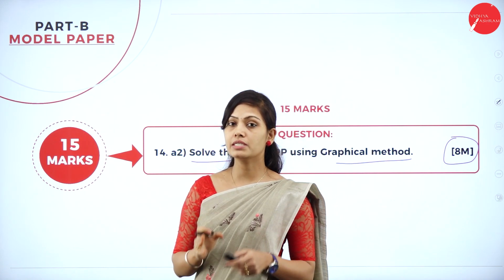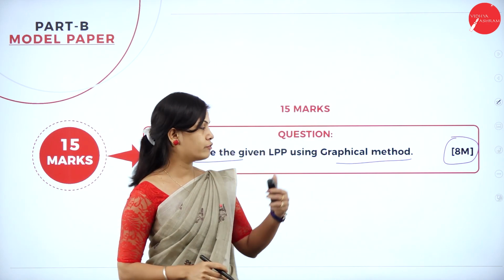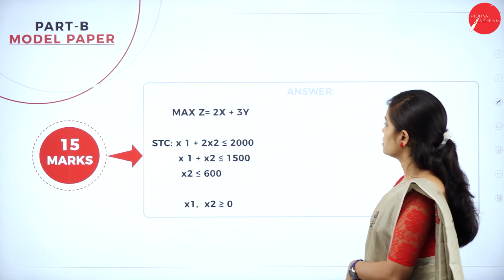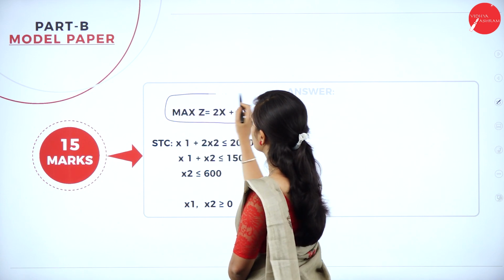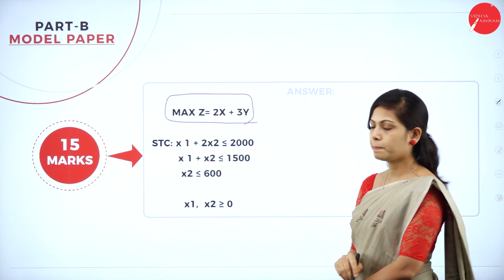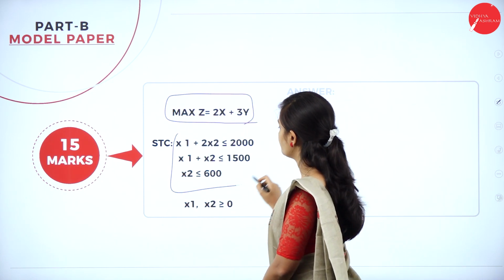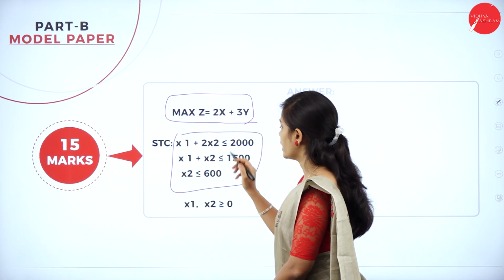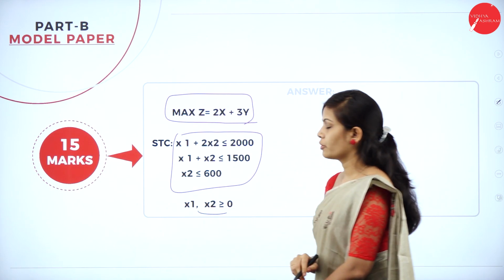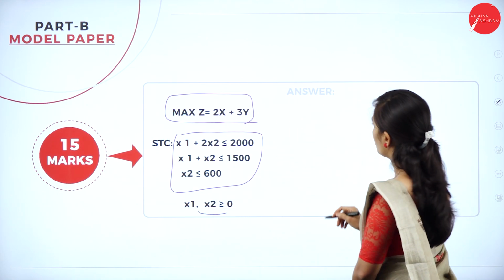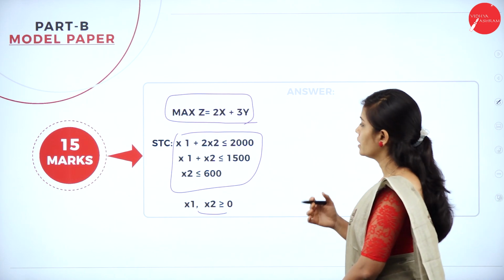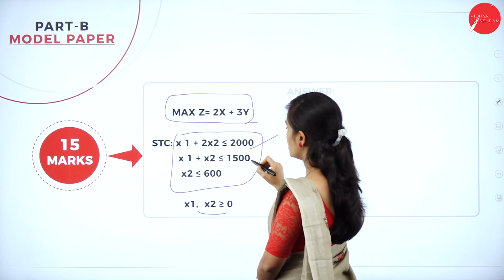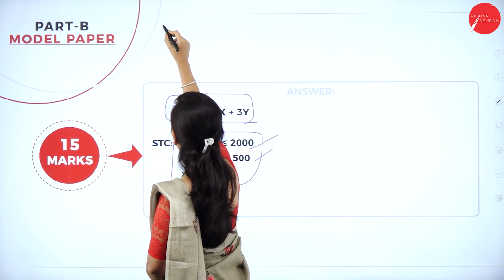So 14A1 is LPP by instruction method and 14A2 is graphical method. And here they have given max z is equal to 2x plus 3y, subject to constraints. We have 3 constraints, and x1, x2 are greater than or equal to 0. So now, what is the first step in construction of the graph? Take the inequality equations and convert them into equalities.